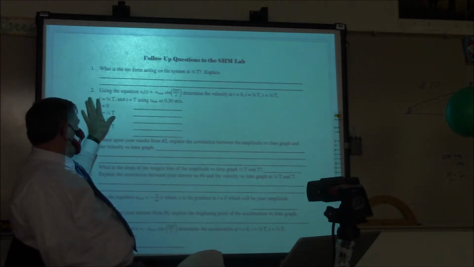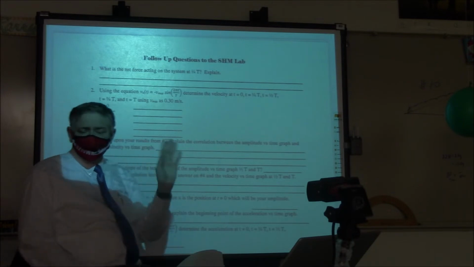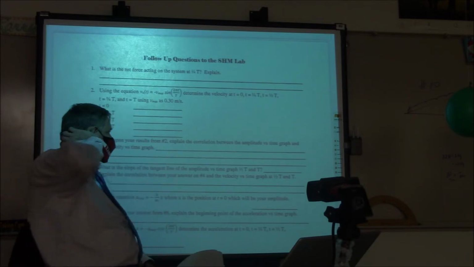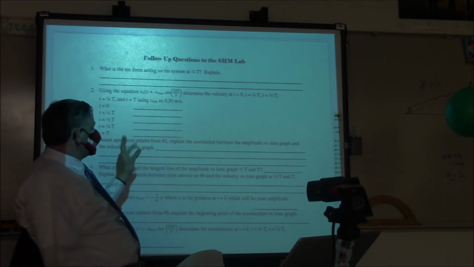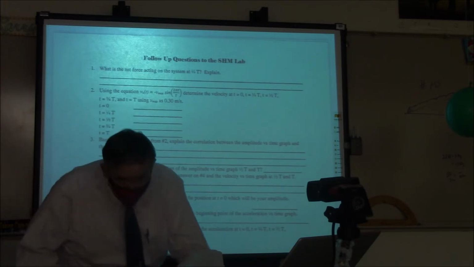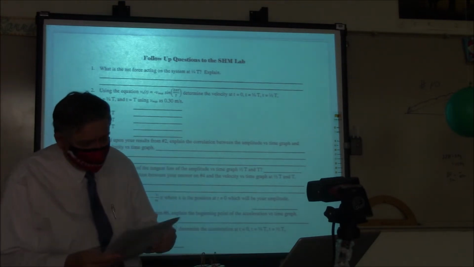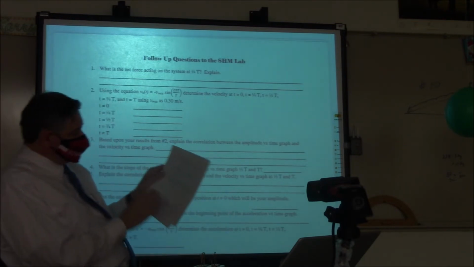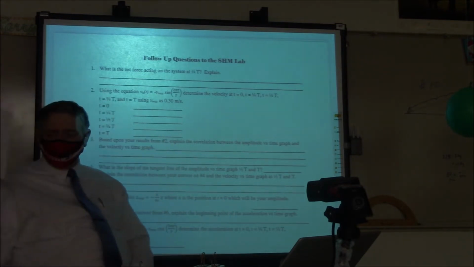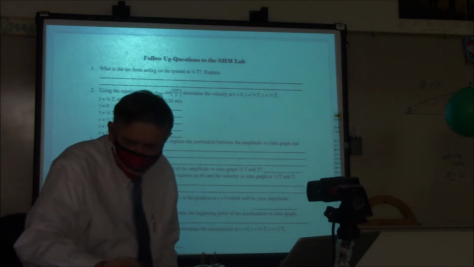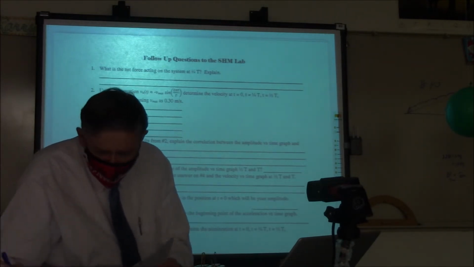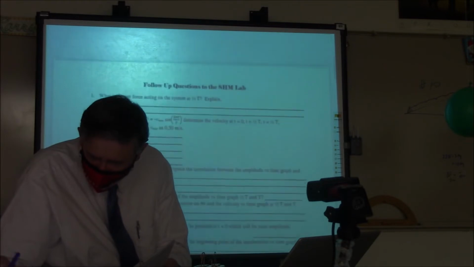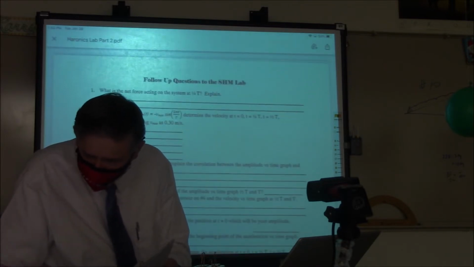Here's a new equation, and let me explain what this is going to give you. Yesterday, if you look at the calculations that you did, on question number 9, you found the position as a function of time. So yesterday, you used, hold on.